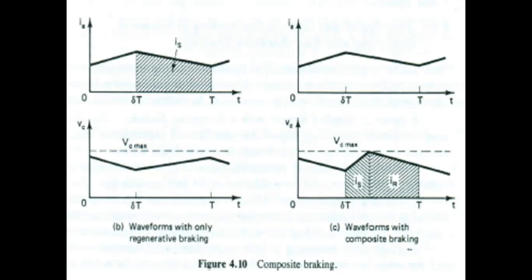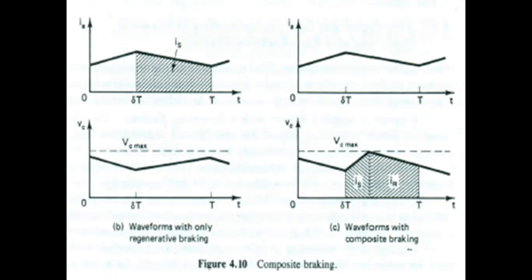Now the thyristor is turned on. When it exceeds the prescribed limit VC max, thyristor T1 is turned on and the resistor RB is switched in. So now the motor current will no longer flow into the capacitor and it will no longer flow into the source, but it will be flowing into the series resistor RB.